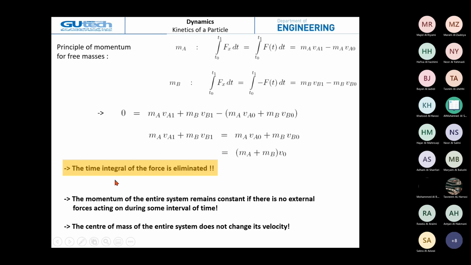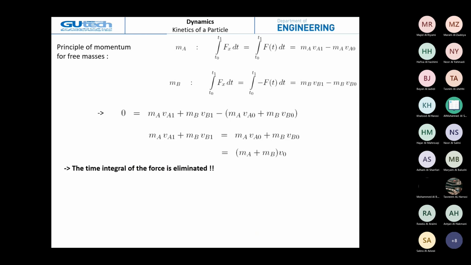Now we can summarize that to say the momentum of the entire system remains constant if there are no external forces acting on it during some interval of time. This is what we call the conservation of momentum. The center of mass of the entire system does not change its velocity.